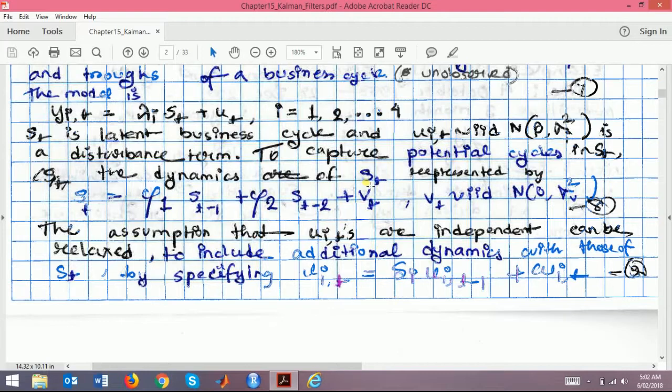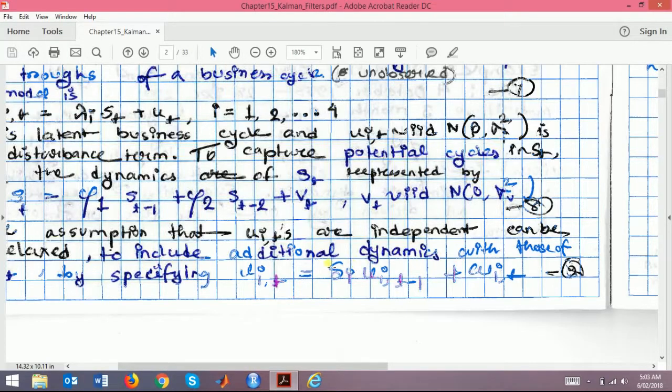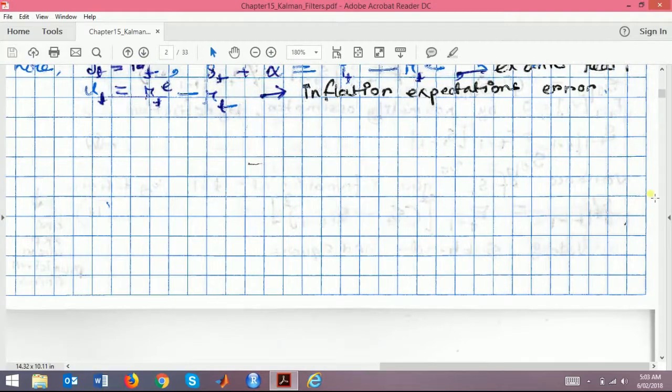The assumption that the residuals U_it are independent can be relaxed now. It's not independent. We can think that the residual U_it is not IID anymore; rather, the disturbance V_t is IID. Now that we are relaxing the independence of the residual, we can include additional dynamics in the latent factor by specifying U_it = delta_i U_{i,t-1} + omega_it. So the lag of the residual is determined by delta, and now the residual's disturbance is omega_it. You specify it in this term.